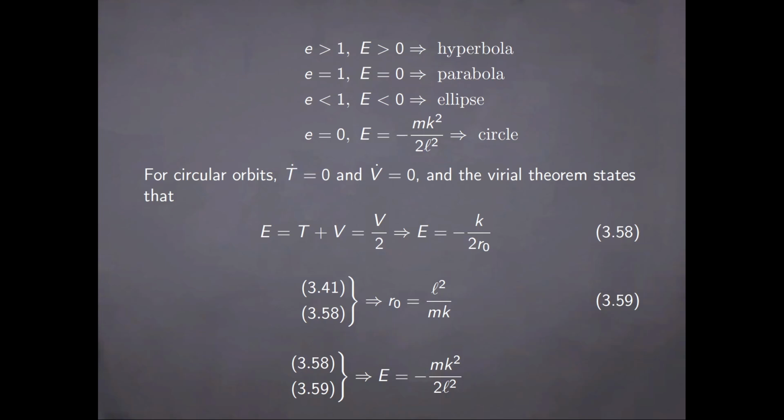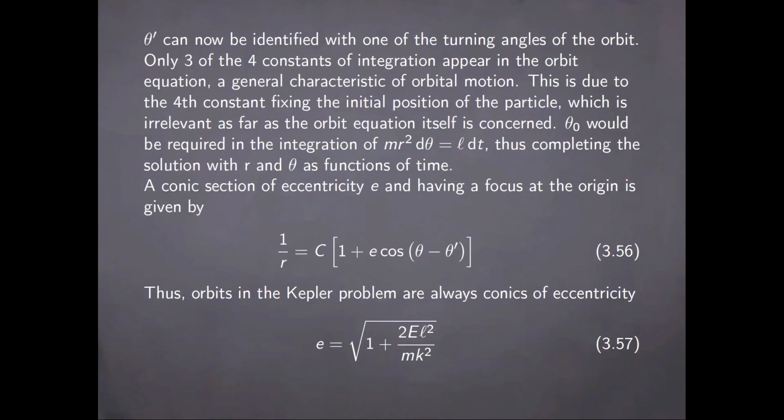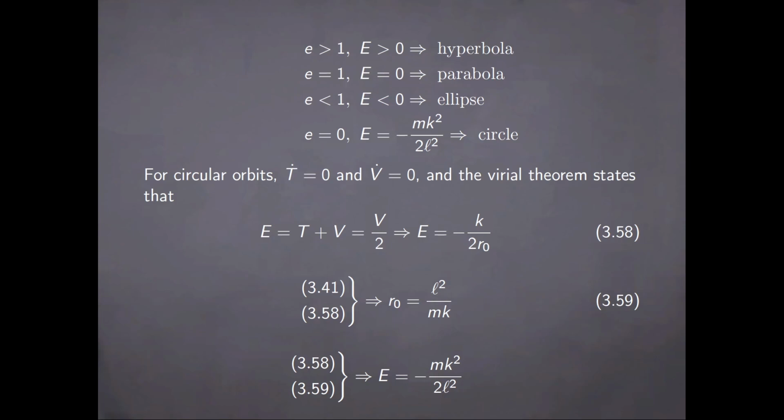And since V is given by the expression here, and we are discussing the circular motion, then the energy is simply minus k over 2 times r0, where r0 is the radius of the circle.